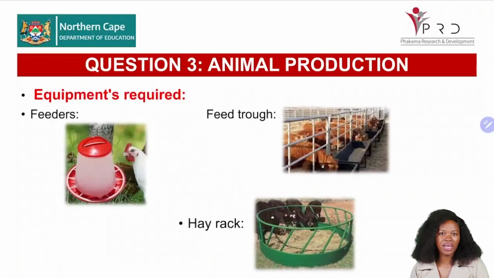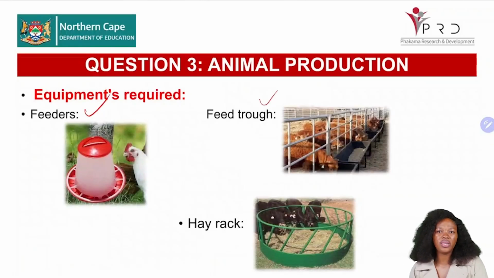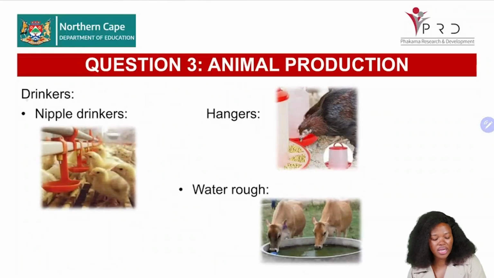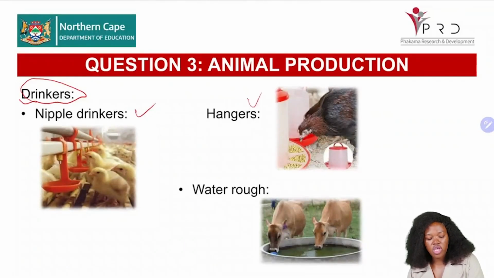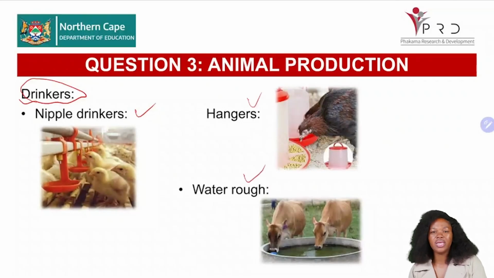Now, when raising farm animals, there is also equipment that is required. Firstly, we need feeders for chickens. We need the feed trough for large farm animals, and the hay rack for ruminants. We also need drinkers that provide water. For chickens and pigs or piglets, we need nipple drinkers. For chickens, we need hanger or hang drinkers. We need a water trough for large farm animals.